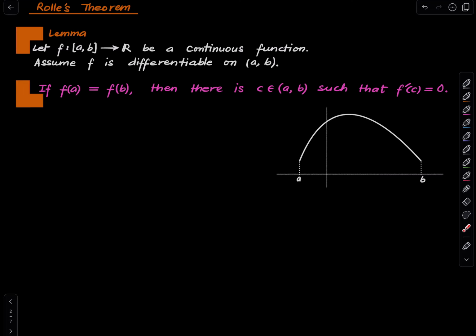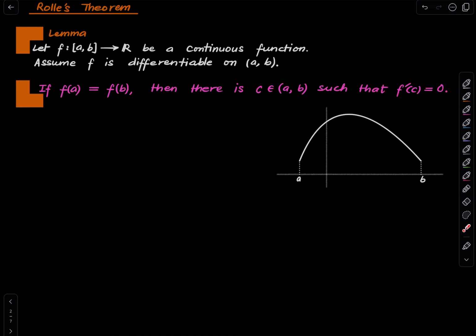It says that suppose we have a continuous function defined on this closed interval [a, b], and again assume it is differentiable in the interior of it. Then if the values of the function are the same at the endpoints a and b, then there is a point c in the interior of the interval, meaning in the open interval (a, b), with the property that the derivative of f at c is 0.